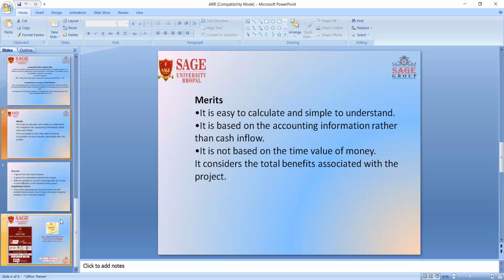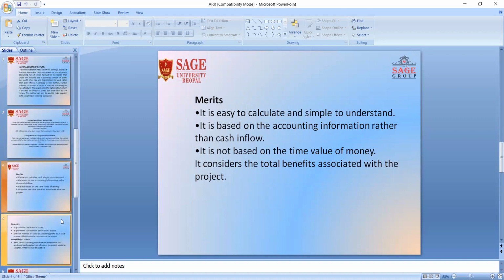And let us look into the merits of this method. It is easy to calculate and simple to understand. And it is based on the accounting information rather than cash inflows. Why? Because in the other methods, they were suggesting that you have to consider only the cash inflows that are generated from the project. But this method is suggesting that you have to take the accounting information. So that is the profits after taxes and depreciation.